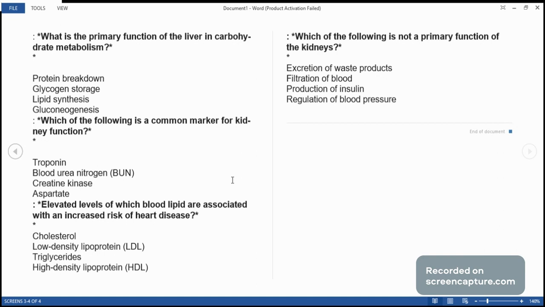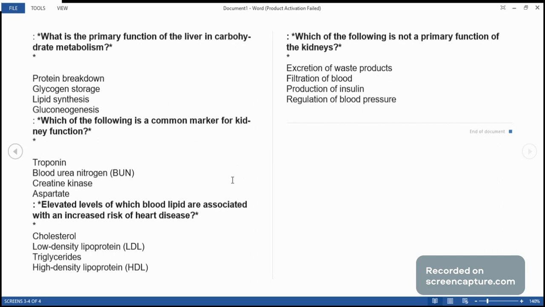Creatine kinase is an enzyme found in muscles and the heart, and it's elevated in muscle injury, like rhabdomyolysis, and myocardial infarction. It's not a kidney function marker. Talk about aspartate. This is likely referring to aspartate aminotransferase, an enzyme found in the liver and heart. It is a marker for liver damage, not kidney function. Conclusion: the most appropriate and commonly used one is BUN.